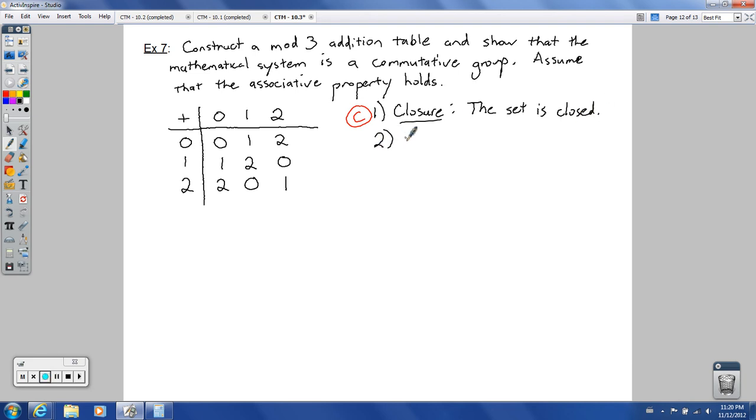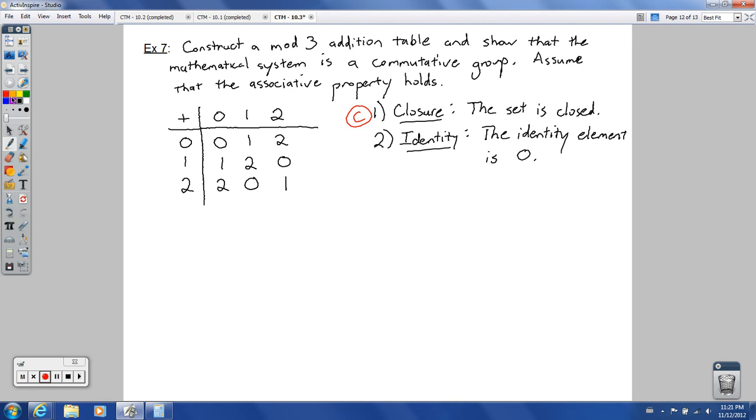Step 2, we're checking for the identity. Is there an identity element in this set? So do you have the row repeated here somewhere? Yep, it's right here. So it looks like 0. Just check the column 2. Yep, looks like 0. So the identity element is 0.